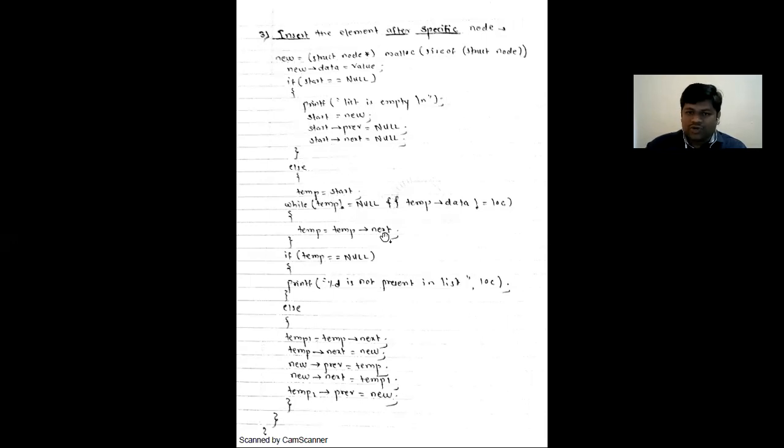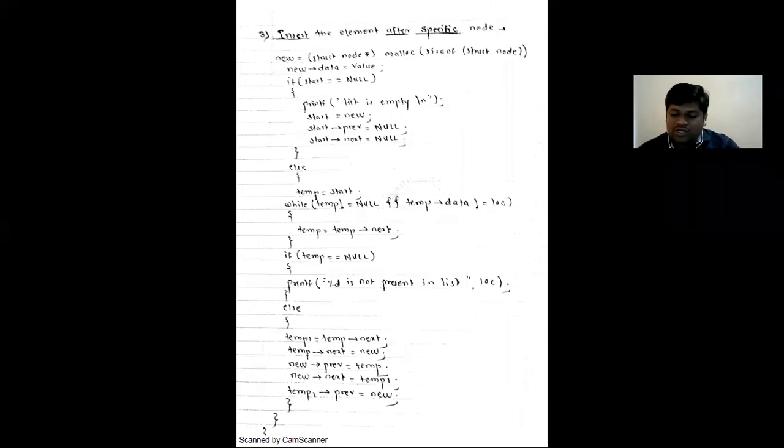In that case, what you are doing is temp is equal to start. We'll take temp as a temporary pointer for traversing purpose. Now in the while condition, we check temp is not equal to null. Here again we need to consider the null, right?